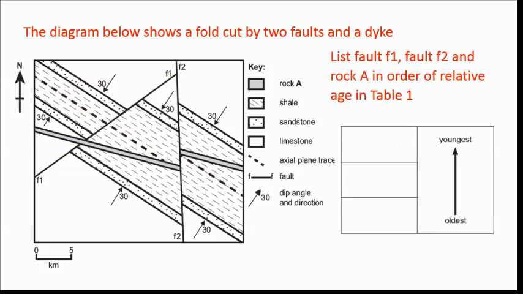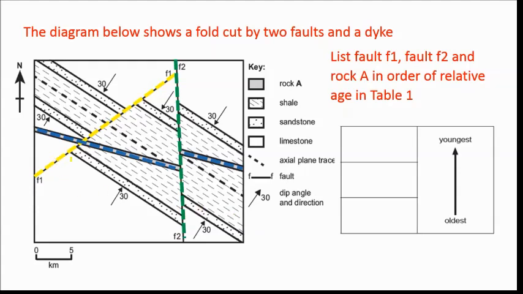A common question again about relative dating, or the relative order of events in which they happen. So which of fault 1, fault 2 and rock A is the eldest? Well, it's about cross-cutting relationships. There's fault 1, there's fault 2, and there's rock A.